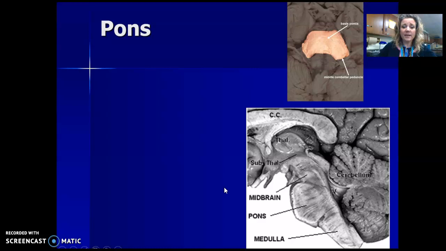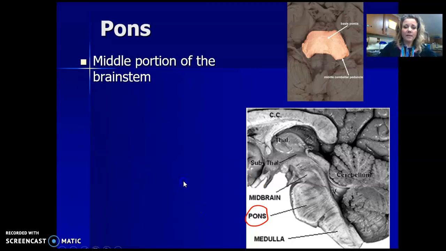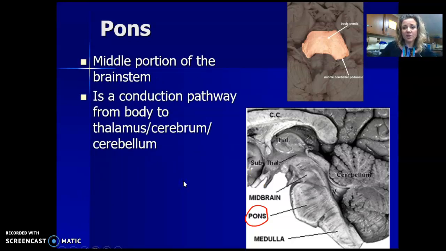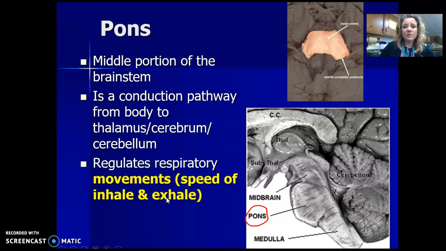The pons is the next area of the brainstem that I wanted to talk about. The pons is simply a bulge that is located below the midbrain and above the medulla oblongata. It's the middle portion of the brainstem. It's the conduction pathway from the body up to the thalamus, the cerebrum, and it's also going to connect to the cerebellum. And the pons is involved in regulating respiratory movements, like the speed of your inhalation and your exhalation.